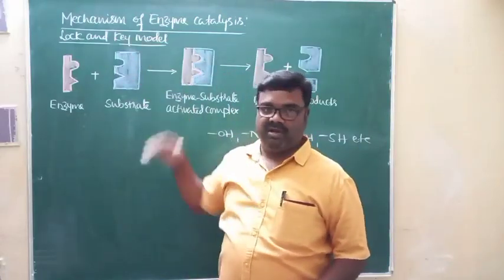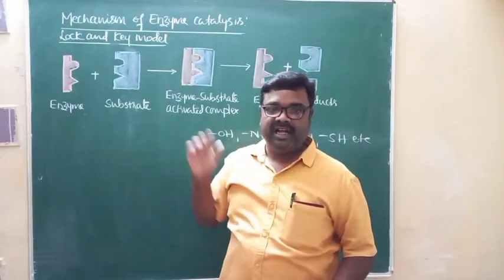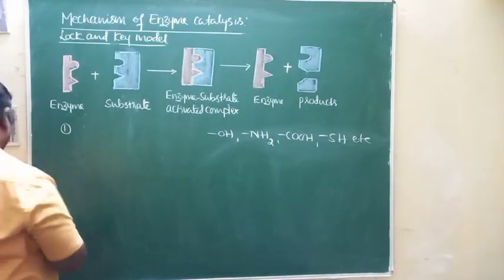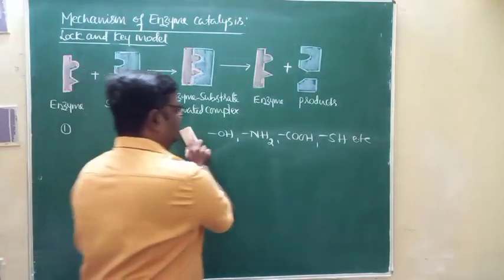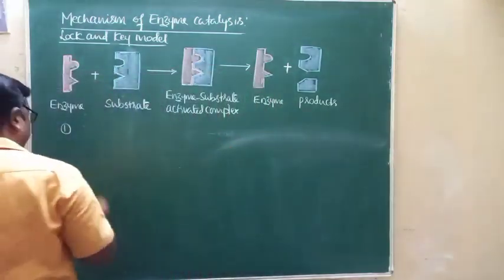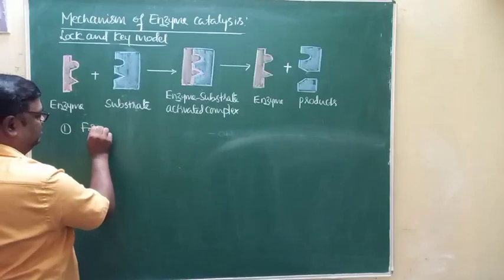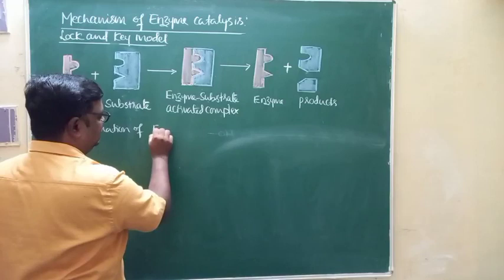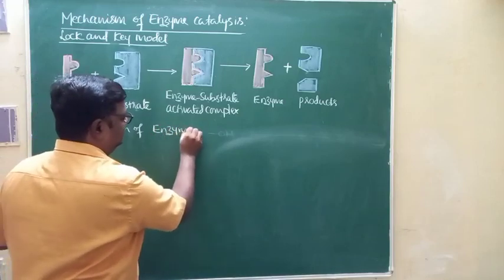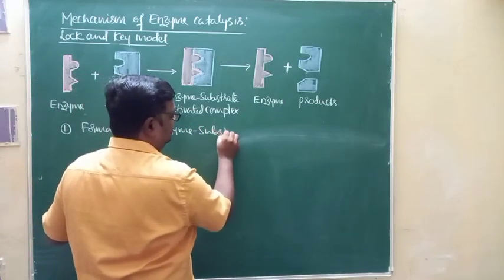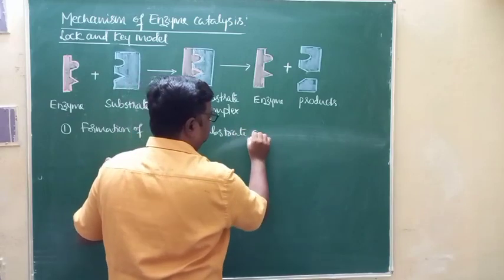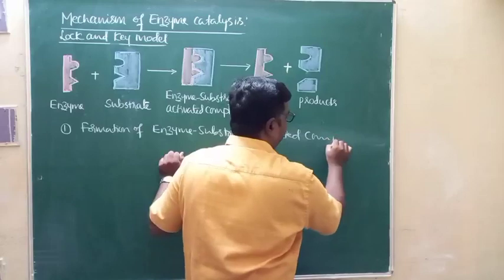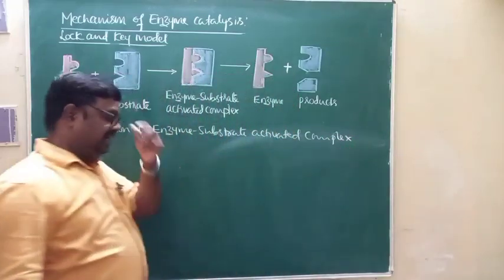And of course, the whole mechanism of enzyme catalysis can be summarized in 2 steps. Let us see one by one. In the first step, that is, the first step is formation of enzyme substrate activated complex. This is the first step, formation of enzyme substrate activated complex.